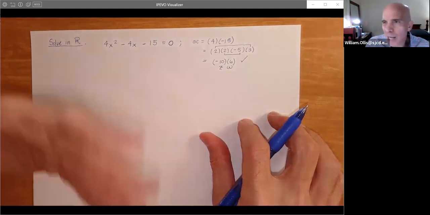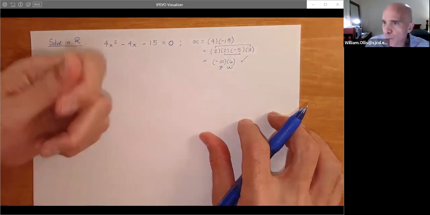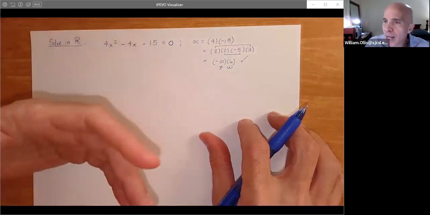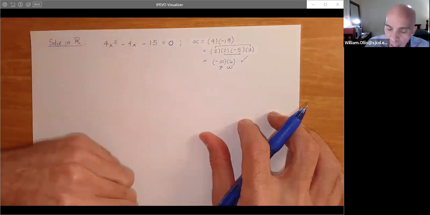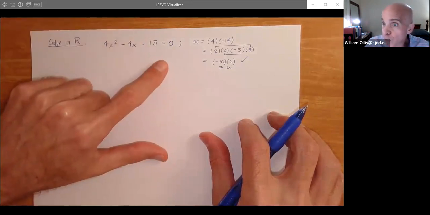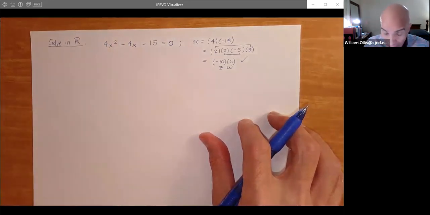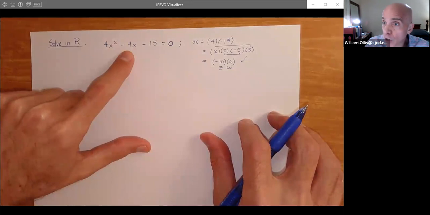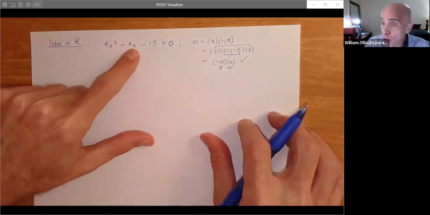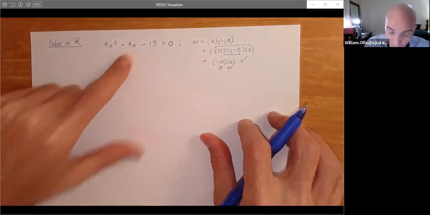Some students say, well, I'll just check the discriminant. If it's a perfect square, I'm good to go. That's another way to look at it. But it's always nice to have different ways to determine whether or not we can actually factor a particular polynomial in the integers that starts out as a quadratic integer polynomial.